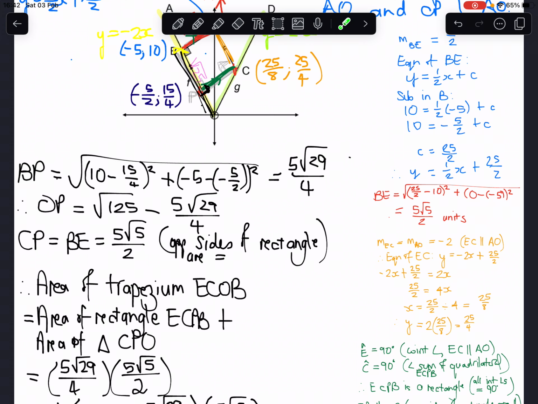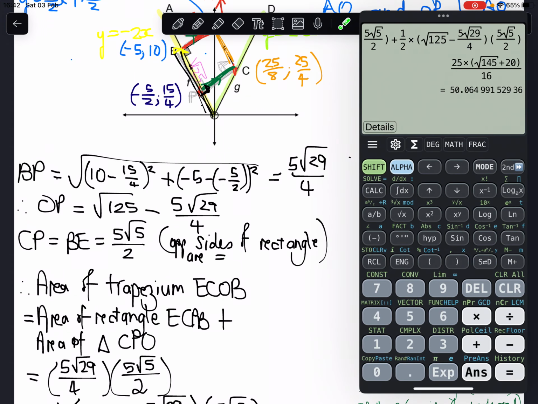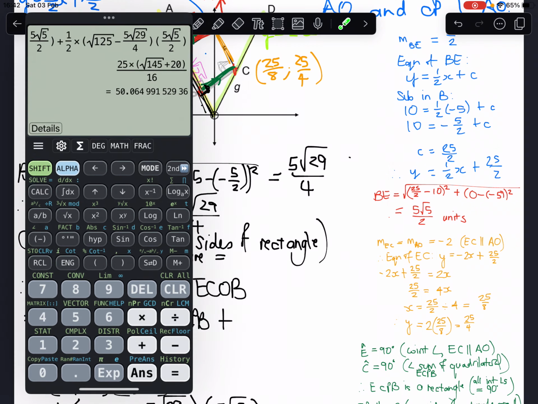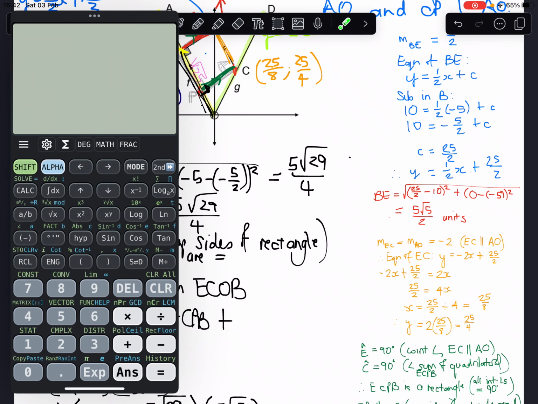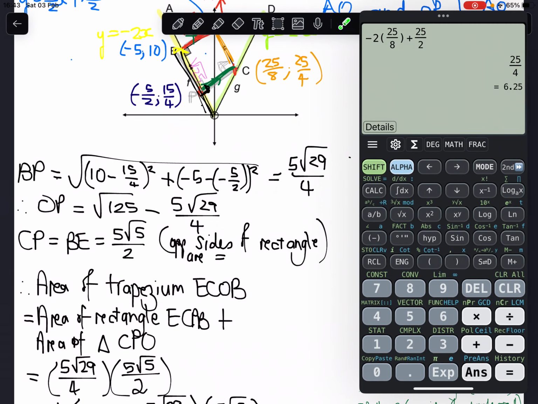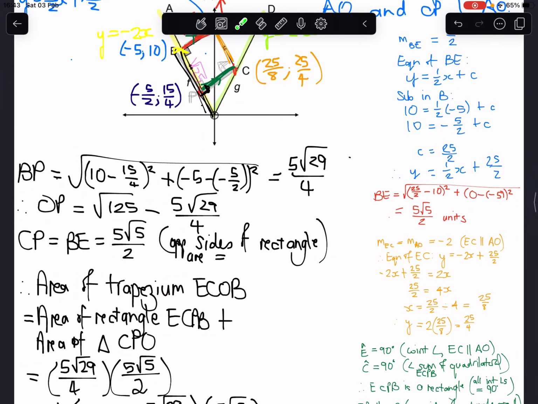Let's just double check it by putting it into this equation as well, just to see that we get the same y value. So we've got -2 times 25/8 plus 25/2, and we still get 25/4. So we know that we calculated that correctly. Okay, right, so we've got the coordinates of C.